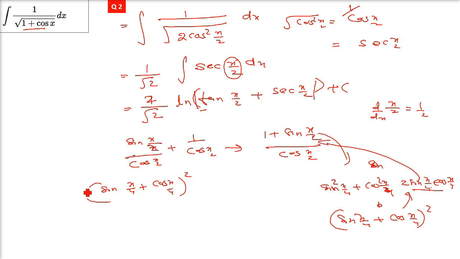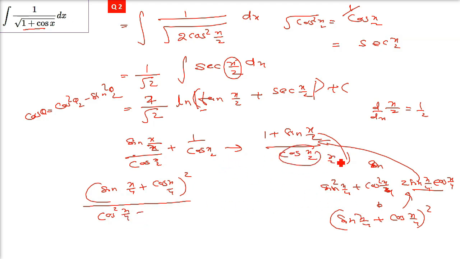Coming now to the denominator. We have to do something with cos x/2 also, because R.D. Sharma wants us to do it, though for me ln tan x/2 plus sec x/2 is the final answer. But let us do it. What is cos x? You know it: cos square theta minus sin square theta. So cos theta is cos square theta/2 minus sin square theta/2. This is simply a square minus b square, which can be written as (a minus b)(a plus b).